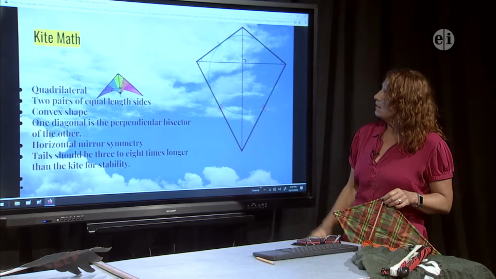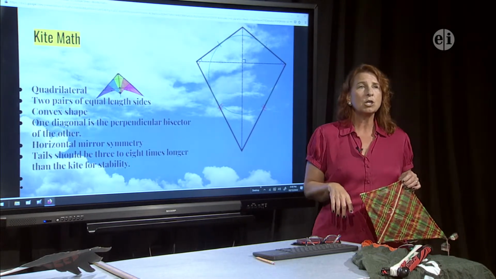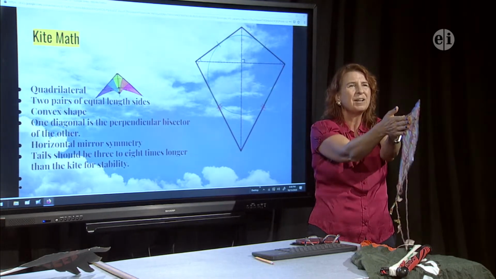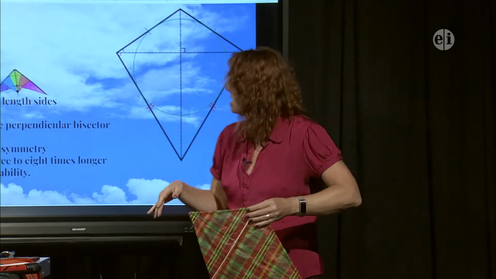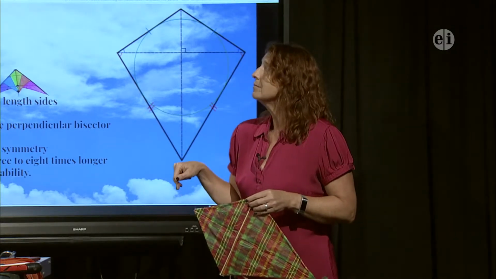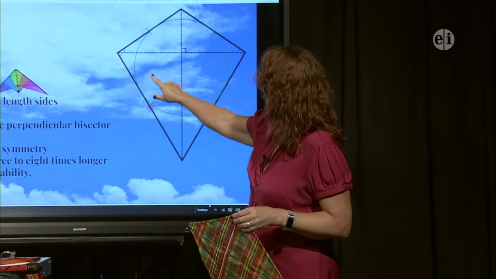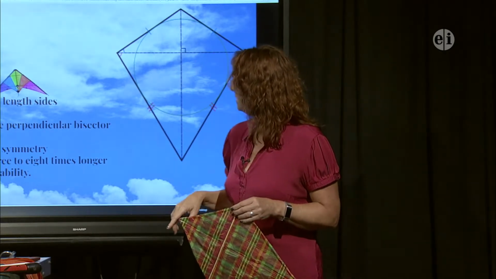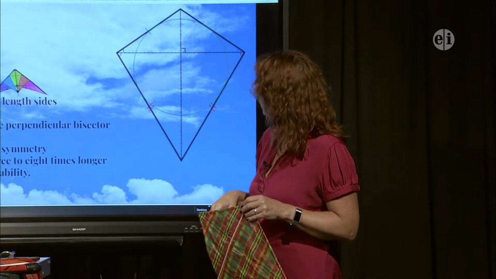All right. And then horizontal mirror symmetry is the same that humans have. So if you took my outline and folded me in half, my outline would fit. Not internal organs, but the outside stuff. And we're going to use that when we build our kite. Okay, good. And so if we folded this left to right, it would fit onto itself. So that's a horizontal mirror symmetry.